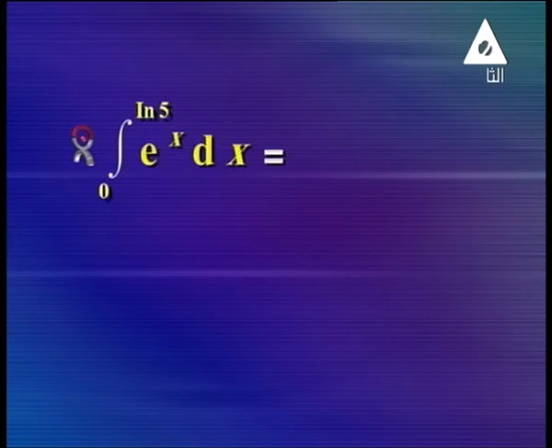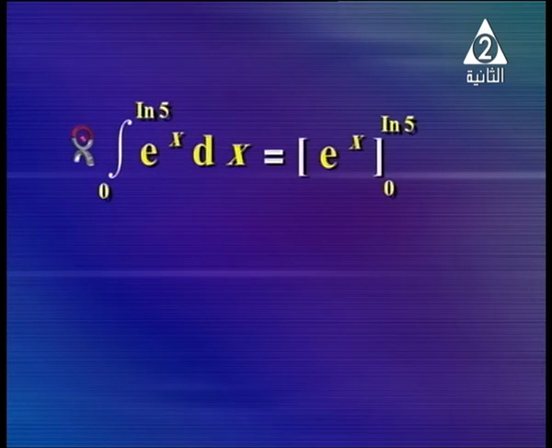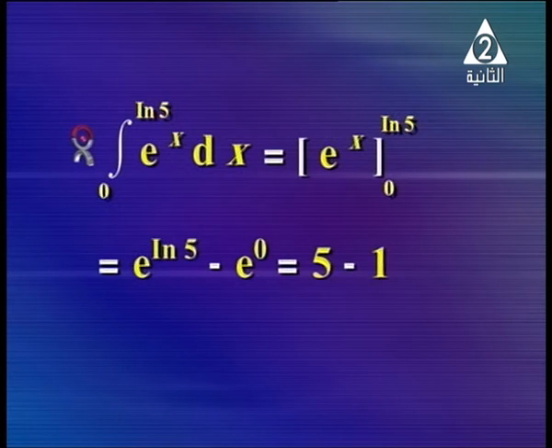After integrating e to the power x with respect to dx from 0 to ln 5, it equals e to the power x from 0 to ln 5. By substituting x equals ln 5 and x equals 0, the answer is e to the power ln 5 minus e to the power 0. e to the power ln 5 equals 5, but e to the power 0 equals 1. The answer is 4.